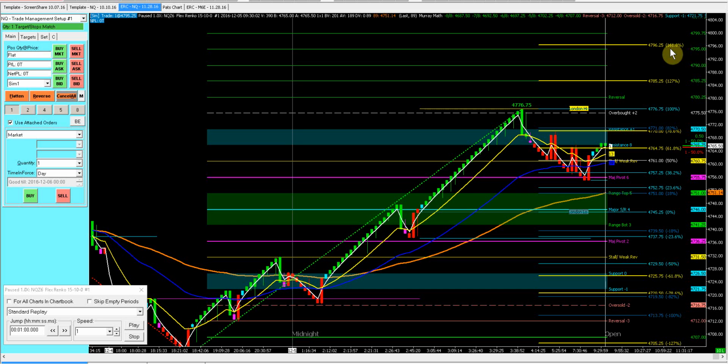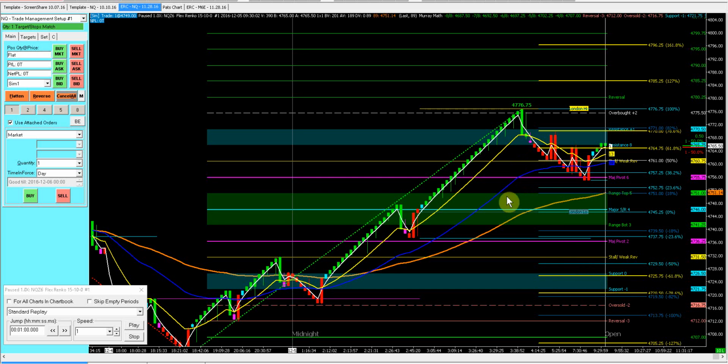Okay, so now I've got my fibs drawn. I got my Murray math lines on. You can see we've already hit overbought. You can see the resistance zone here. You can see your range bound stuff here. Major support resistance line, which is what I'm going to be looking at initially.